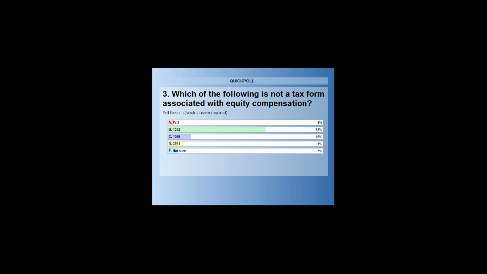Again, this wasn't intended to be a trick question. While W-2 and 1099 aren't specifically or solely associated with equity compensation, they do, as we talked about, have implications. For non-qual exercises, restricted stock vesting, or ISO disqualifying dispositions, you have W-2 or 1099 impact. And for ISO exercises, you have the 3921. For the ESPP, you have the 3922.